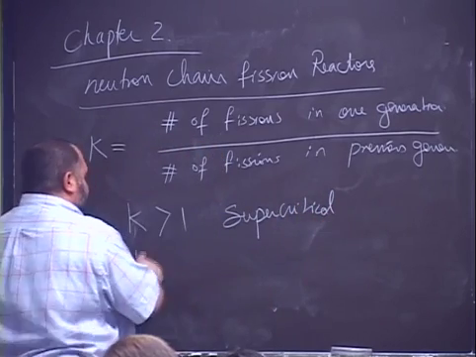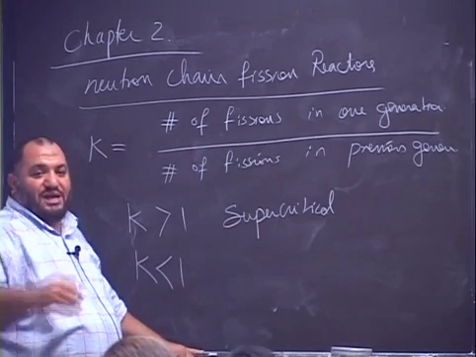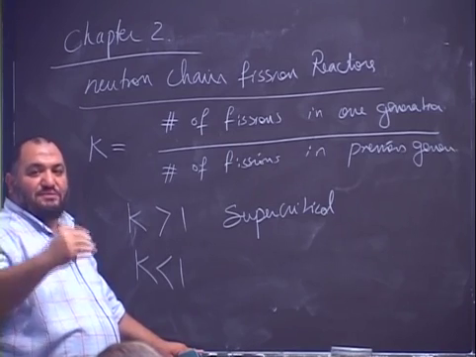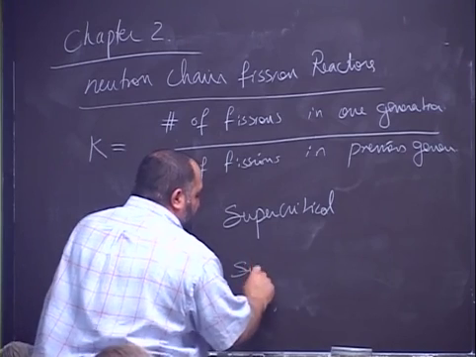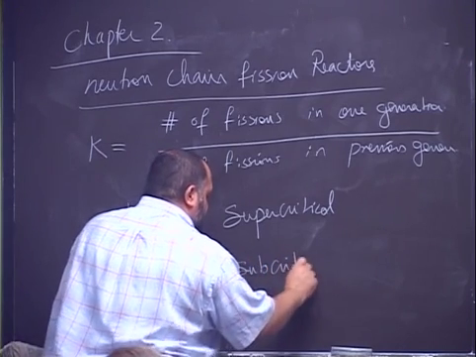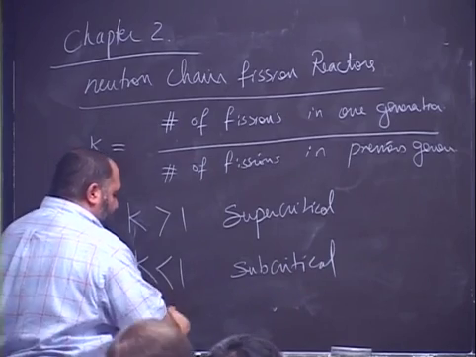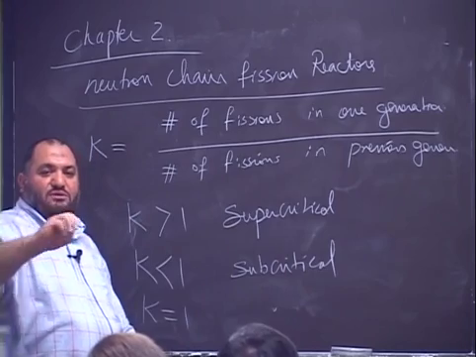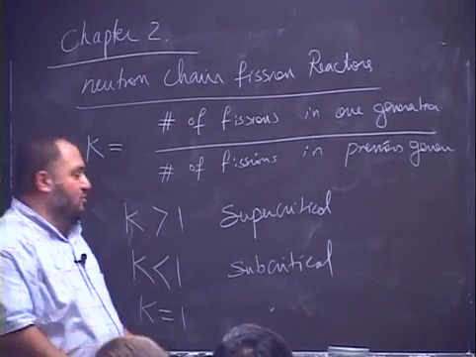If K is less than 1, this means that the number of fissions at the nth generation is less than at the nth minus 1, and it keeps decreasing until it reaches 0, and this is called a subcritical system. And if K is equal to 1, this means that I will keep producing the same number of neutrons no matter what, and this is called a critical system.